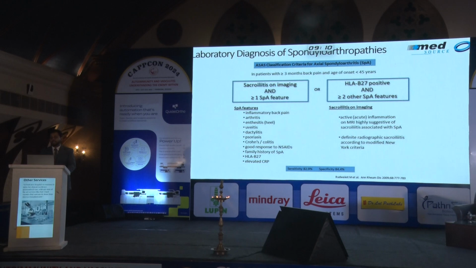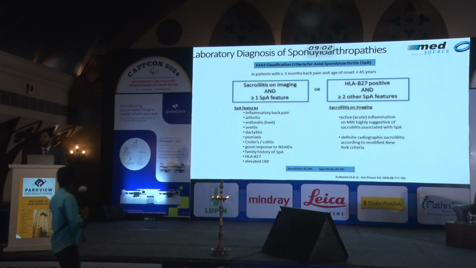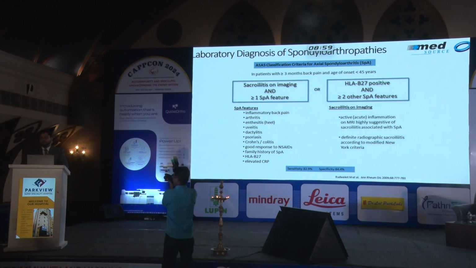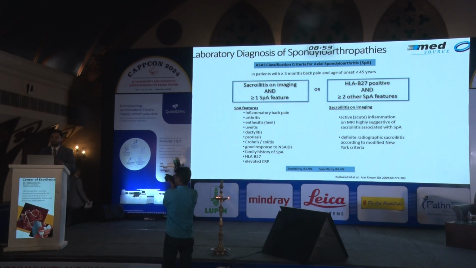So as per the classification criteria for ASAS, all those patients who present with lower back pain for more than 3 months and are younger, in their late 30s or mid 40s. So in the classification of ASAS, there are 2 arms, the radiological arm and the clinical arm.